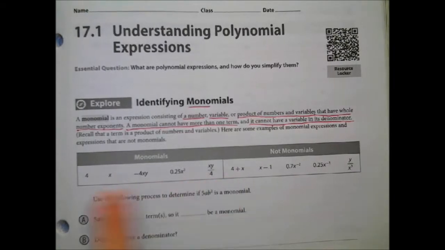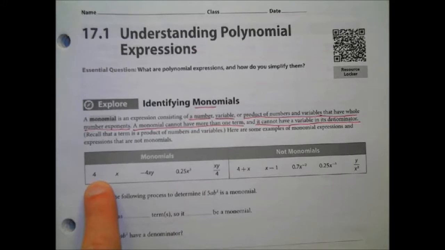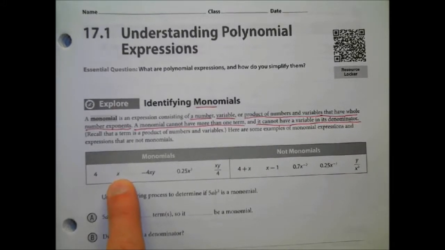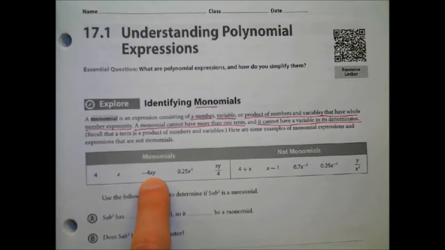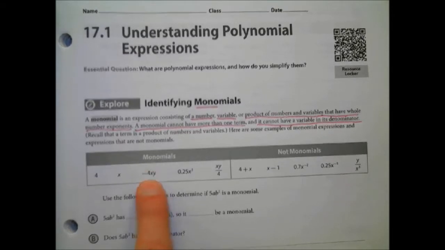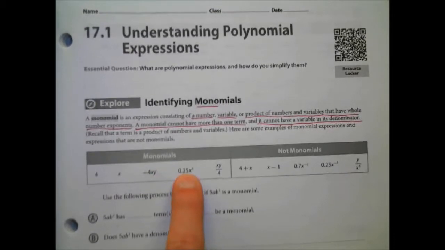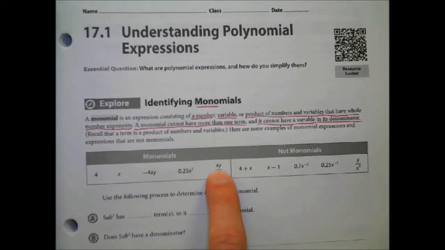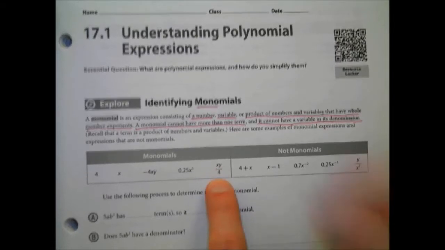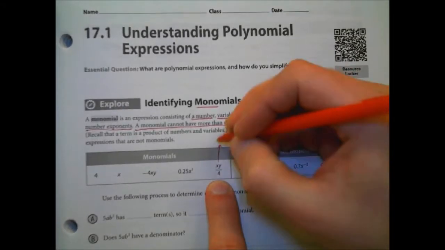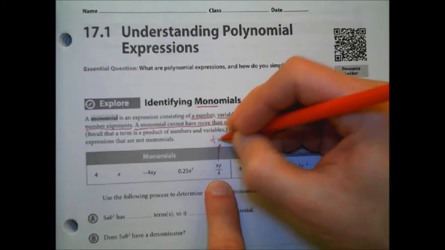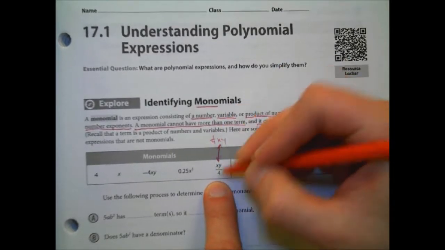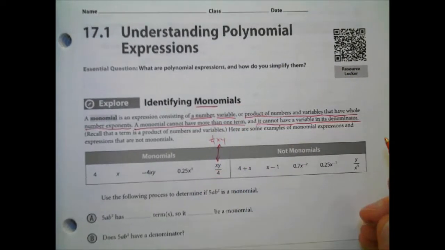Okay? 4, it's a number, so monomial. X, it's a variable, monomial. Negative 4xy is a monomial. But Mr. Witt, there's 3 things there. Yes, but those 3 things are all together one product. And so that's why it's still a monomial. Same thing here, monomial, 0.25x to the third. Okay, that's good to go. This one, you might be like, oh, Mr. Witt, there's a denominator. Okay, yes, but dividing by 4 is the same thing as multiplying by 1/4 xy. So these are equivalent, and so xy over 4, that's still a monomial.